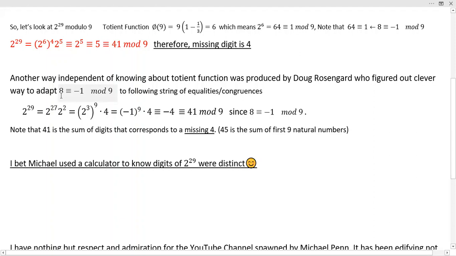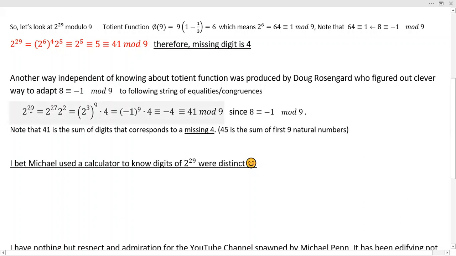All right, 8 minus -1 is 9, and 9 is certainly a multiple of itself, right? And he produced the following string of equality/congruences. And there is a difference between equality and congruence. Sometimes it's a little subtle, but there is a difference, even though they have a lot of the same arithmetic properties. Now, here this kind of blew me away.